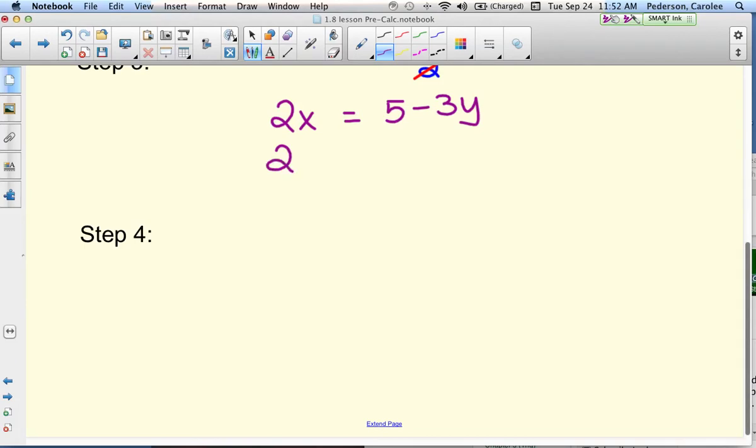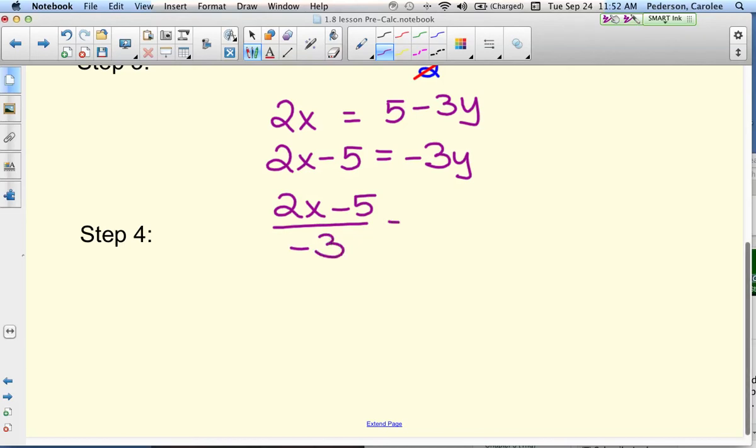Now I'm going to subtract 5 from both sides, and then divide both sides by -3. Now I'm just going to split up that left side into 2 separate terms. That negative turns to a positive.